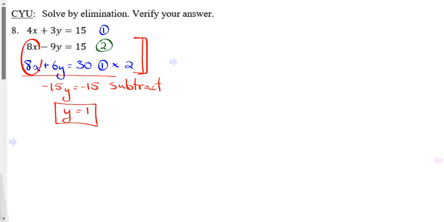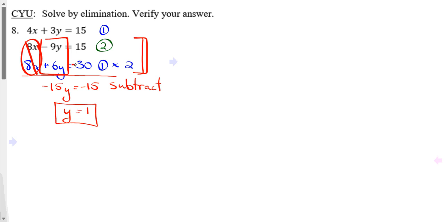So the 8x minus 8x gave me 0 x's, and then the negative 9 minus 6, so remember we're subtracting, that gave me negative 15y. On the right-hand side, I have 15 minus the 30 to give me negative 15.